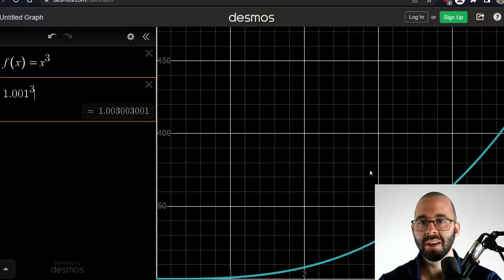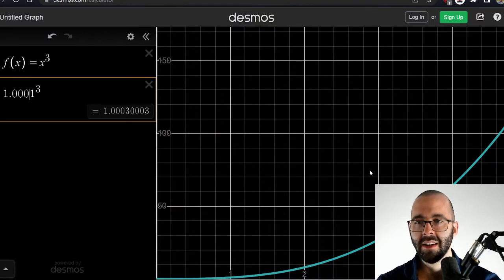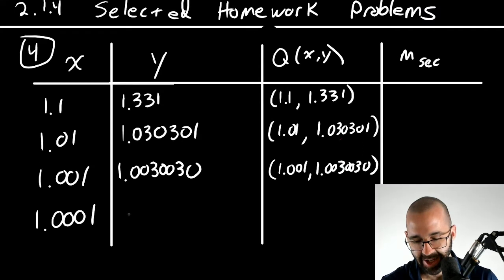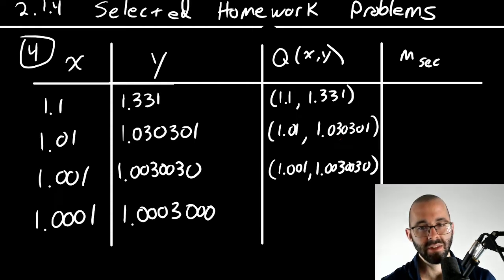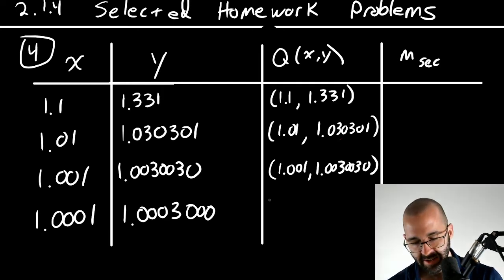Great. And one more. 1.0003 00. Let me count how many we need. 0 is how you round here, because there's a 3 after this, but it only wanted 8. All right, so 1.0001, comma 1.0003000. You can see the pattern.